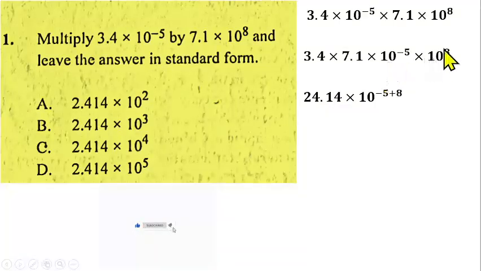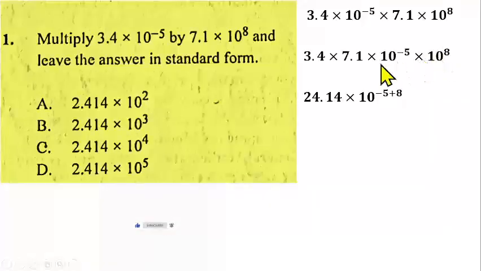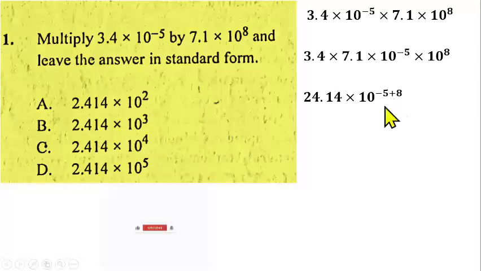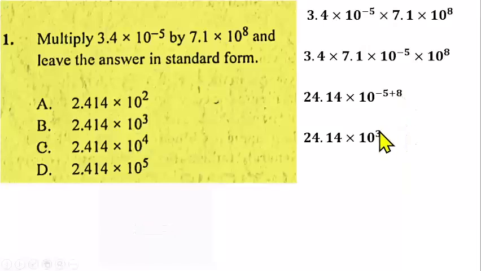Then we can now apply the law of indices to these two, because we have numbers with base and power, which is index. We can apply the law of indices to bring these together since they have the same base. You know the reason why we are adding the powers is because they are multiplying themselves. According to the law of indices, we can take one of the bases and add the powers together. So we have 24.14 times 10 raised to the power minus 5 plus 8, which will give us 3.